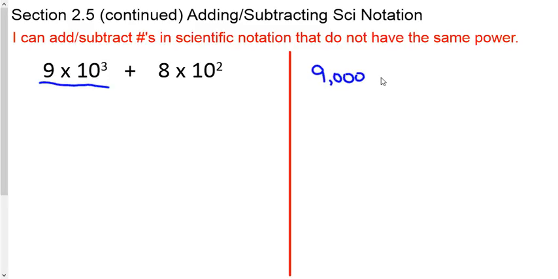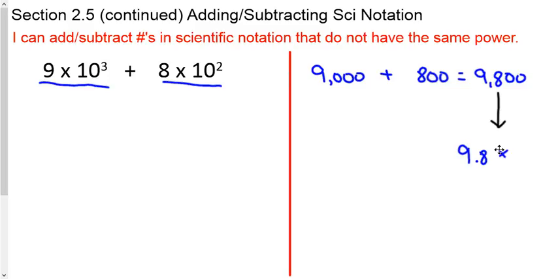So really we're adding 9,000 plus this would be 800. Well, 9,000 plus 800 is 9,800. How would we write this in scientific notation? It would be 9.8 times 10 to the third power.